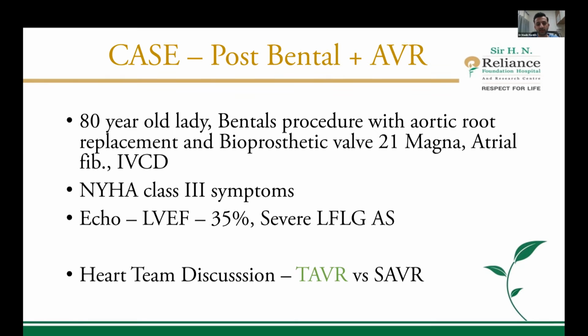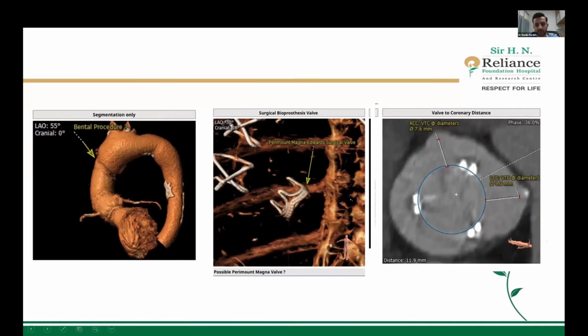This valve is degenerated. It is causing severe low flow, low gradient aortic stenosis, confirmed by dobutamine echo. EF is 35%. She becomes a moderate or intermediate risk candidate. So naturally, the choice was TAVR, valve-in-valve TAVR. So this is the CT scan picture.